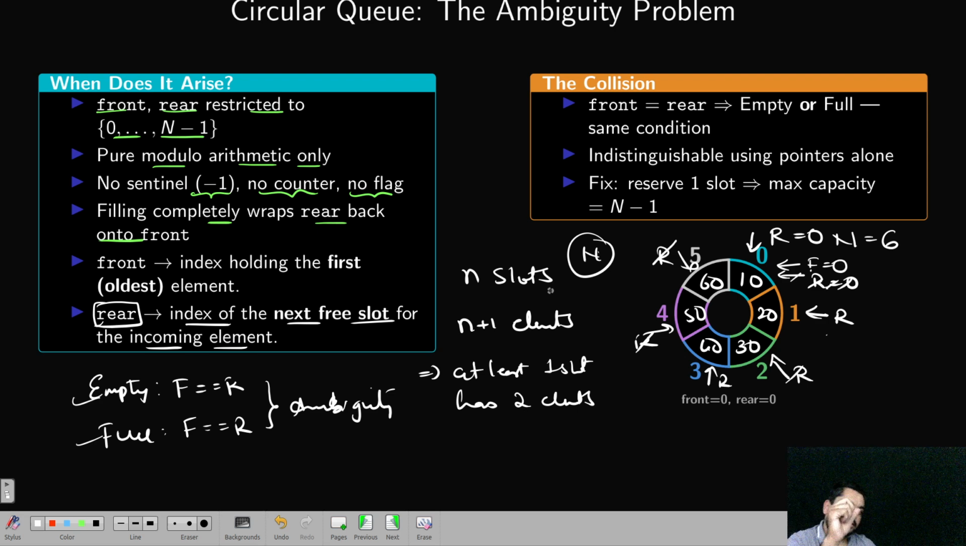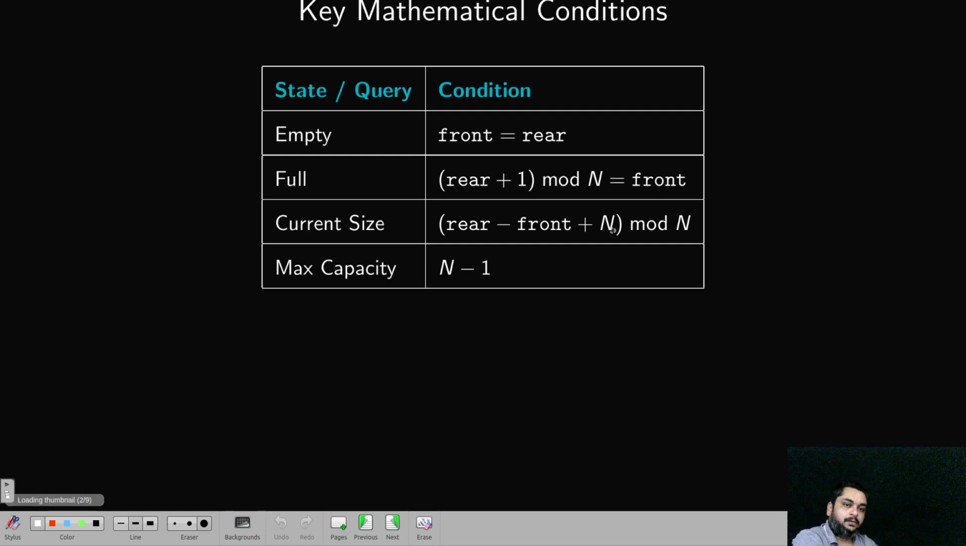To solve this problem, you reserve one slot, that is, set the maximum capacity to n minus 1. Even standard GATE exam questions are asked based on this. If n is the capacity of the queue, then I can only utilize n minus 1 slots. The rest of the things remain the same; the enqueue and dequeue operations remain the same.